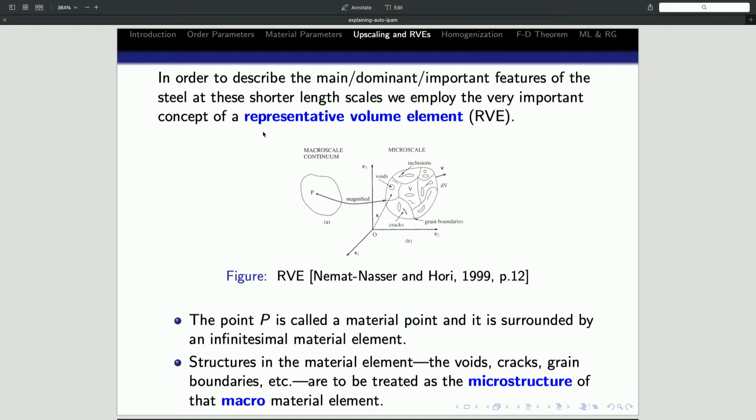In order to describe the dominant important features of steel at these shorter length scales, we introduced this concept of a representative volume element. And interestingly, this really wasn't introduced into the literature until the 1960s. So we have this idea, we have this point P, it's a material point, a continuum concept surrounded by an infinitesimal material element. Structures in the material element, the voids, cracks, inclusions, are to be treated as the microstructure of that macro material element.